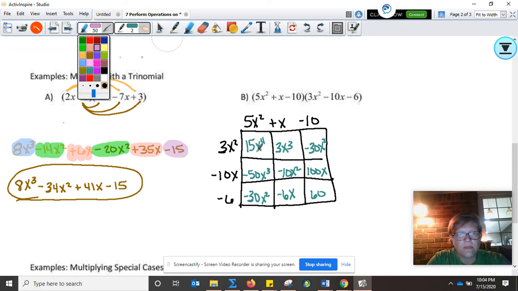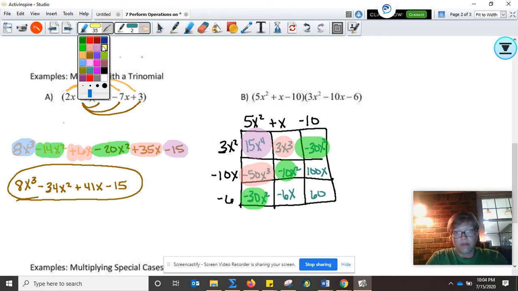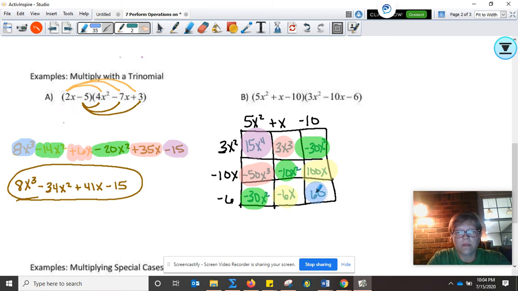All right, so then I'm going to get my highlighter and I'm going to highlight each term. 15x to the 4th. I don't have any other x to the 4th. Okay, so let's go cubes. I have a cube here, and that's all the cubes I have. Now I'm going to go squares. I have a squared here, squared here, and a squared here. All right, now I'm going to switch to plain x's. Right here and here. Then my last one is 60. All right, so combine your like terms.